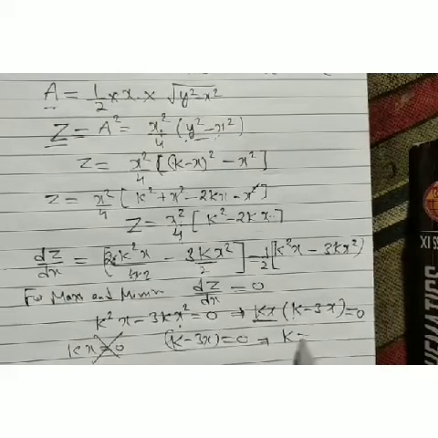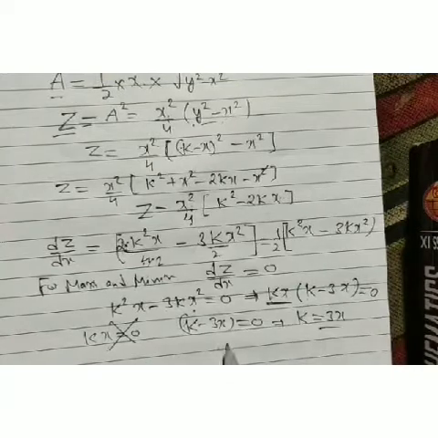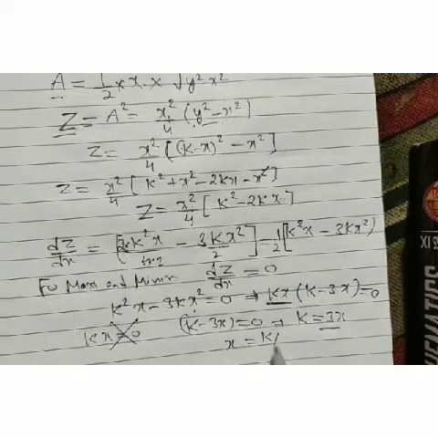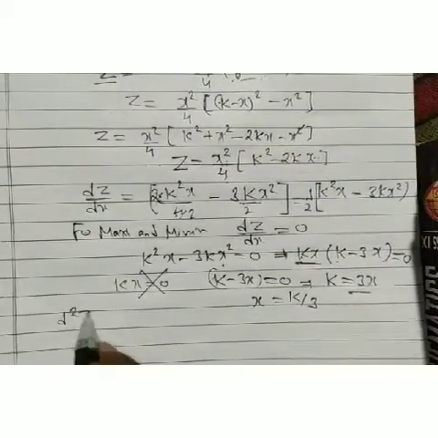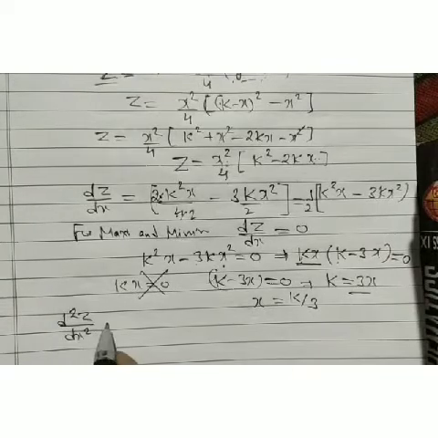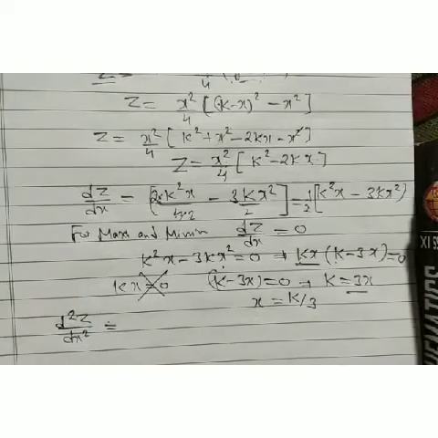Then from here we get k equal to 3x, or we get the value of x: x is given by k by 3. Now we get our critical point. Now we move to get the second derivative, d2z by dx square.